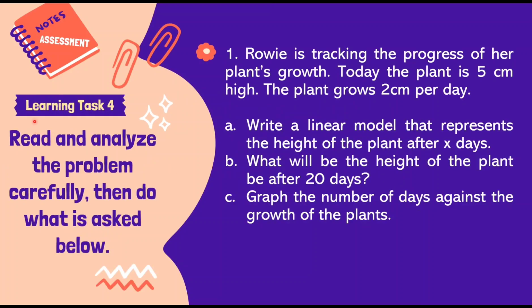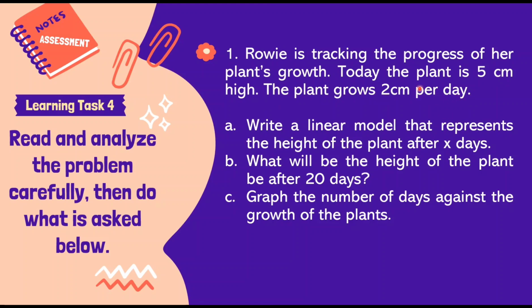And then for your learning task number 4, last task for this session, you need to read and analyze the problem carefully, then do what is asked on the problem. So our problem is Rowie is tracking the progress of her plant's growth. Today, the plant is 5 centimeters high. The plant grows 2 centimeters per day.